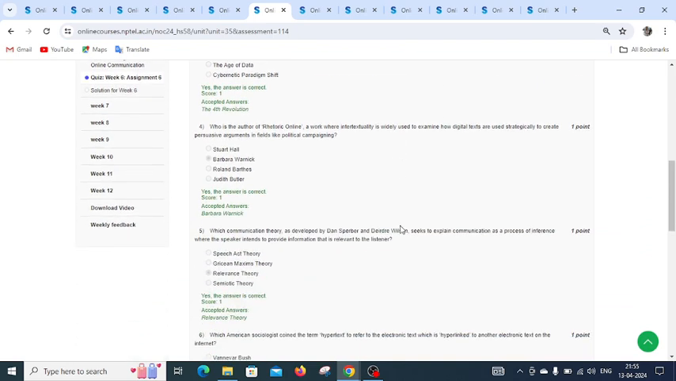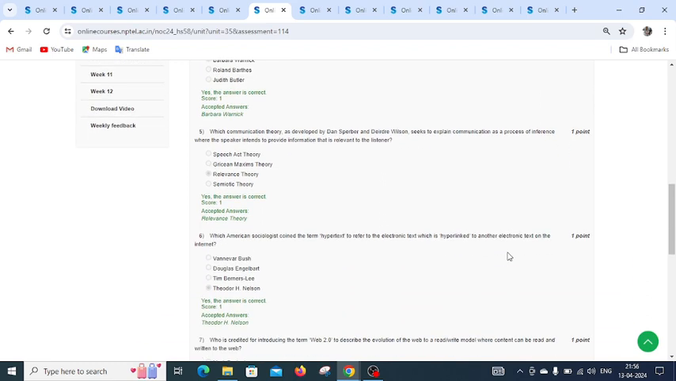Which communication theory developed by Dan Sperber and Deirdre Wilson seeks to explain communication as a process of inference where the speaker intends to provide information that is relevant to the listener? Relevance theory. Which American sociologist coined the term hypertext to refer to electronic text which is hyperlinked to another electronic text on the internet?